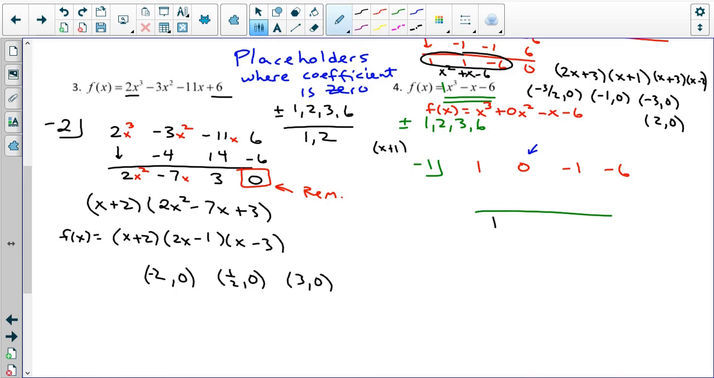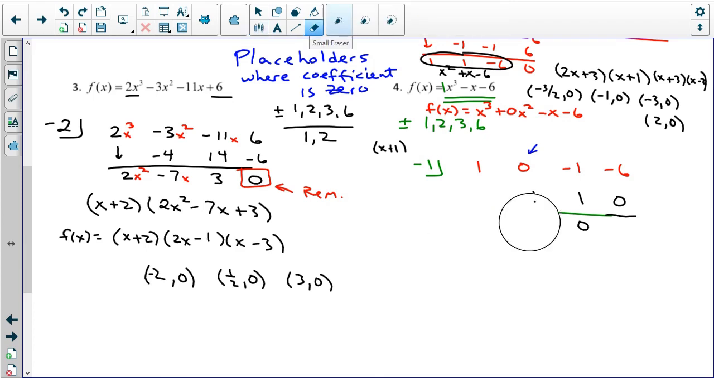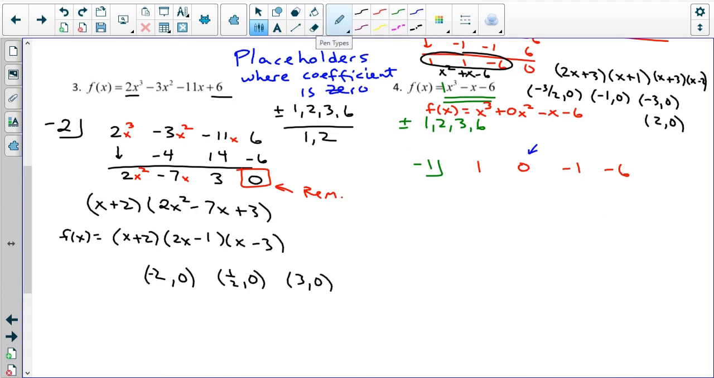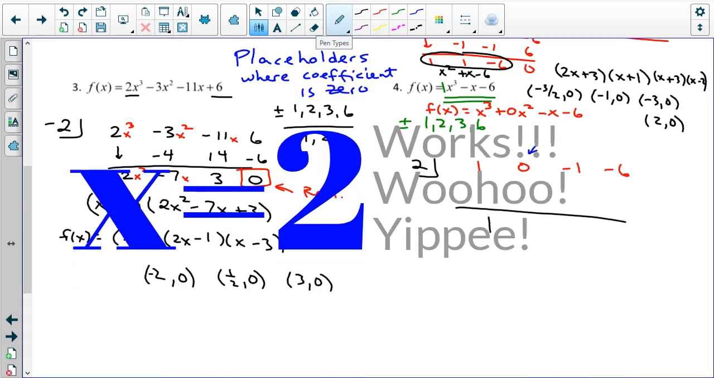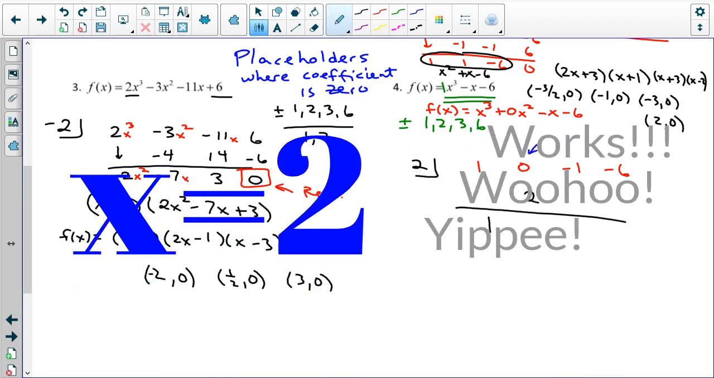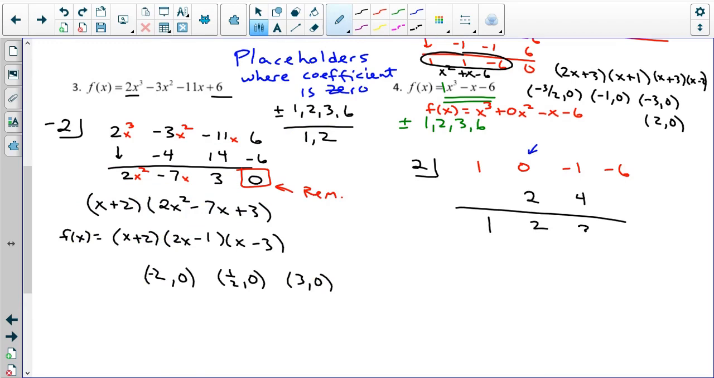So I'll pull down the 1. 1 times negative 1 is negative 1. 0 minus 1 is negative 1. Add 1, I get 0. This, once again, is not going to work. So I will try 2. Pull down the 1. 1 times 2 is 2. 2 times 2 is 4. 3 times 2 is 6. And this one works really well. So x minus 2 is a root. And then I have x squared plus 2x plus 3.